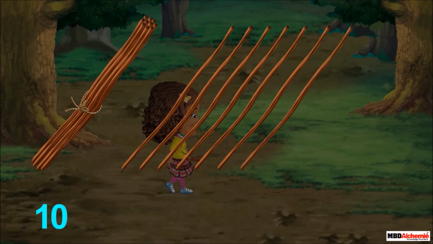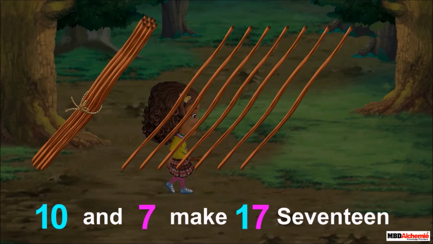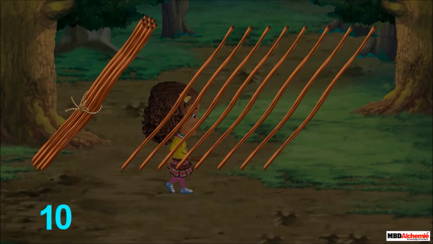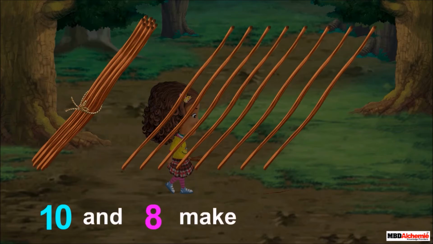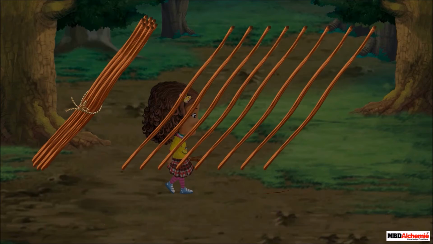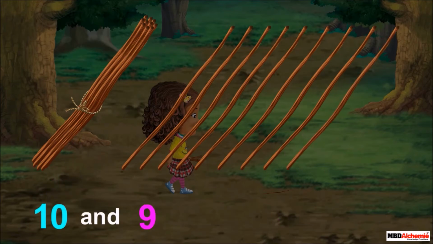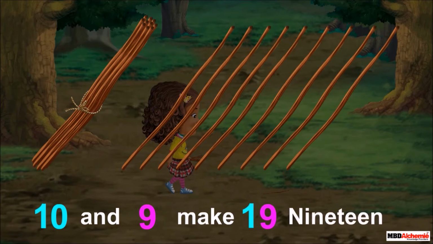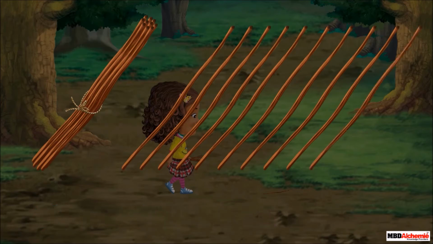A 10 and 7 extra loose sticks make 17. A 10 and 8 extra loose sticks make 18. A 10 and 9 extra loose sticks make 19. Now, she has a 10 and 10 extra loose sticks.